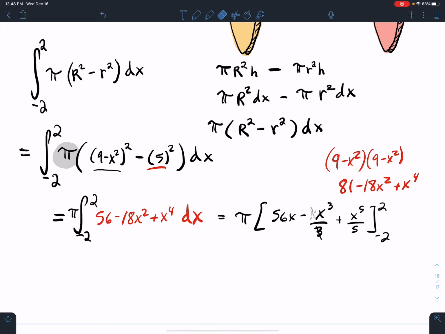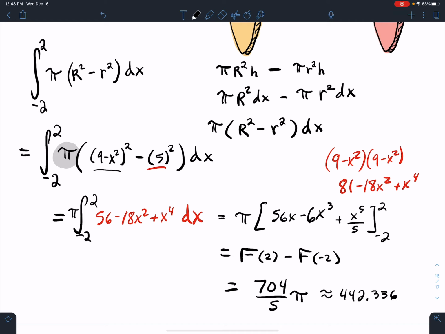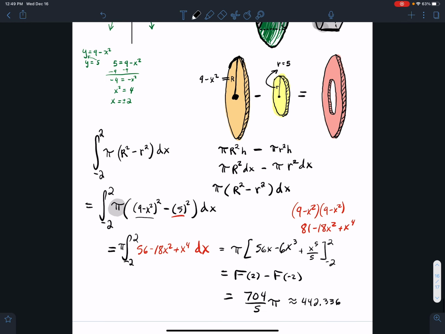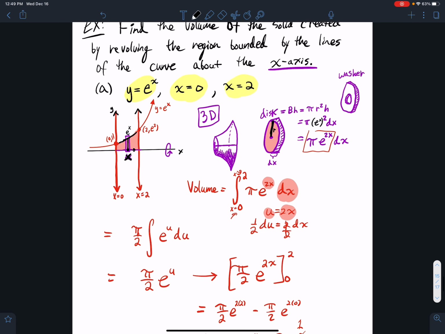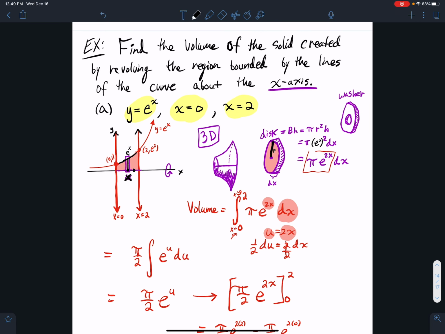So I'm going to simplify this. And then you plug in f of b minus f of a, so f of 2 minus f of negative 2. I'll let you do the algebra on that. And when you do all that nasty math, you get 704 divided by 5 pi, which is approximately 442.336. Okay? So hopefully this helps you understand where the washer method comes from, and also that easier disk method.